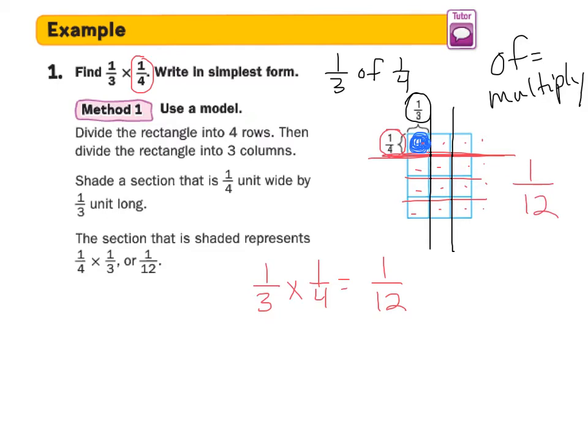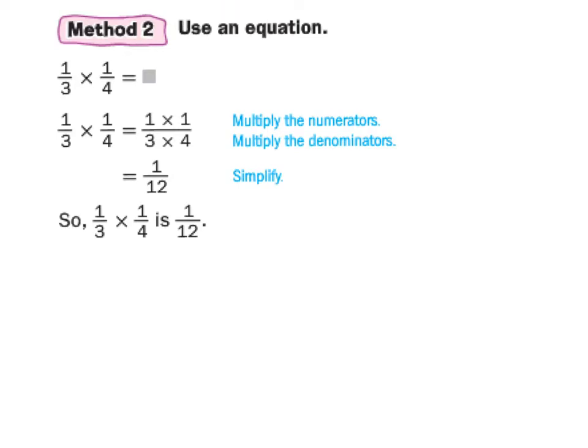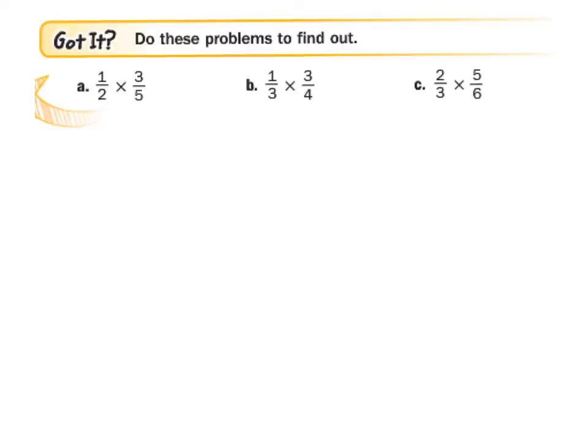Now, most of the time we don't take time to draw pictures. Looking at the same problem, 1/3 times 1/4, we simply multiply the numerators, 1 times 1, and then we multiply the denominators, 3 times 4. So 1 times 1 is 1, and 3 times 4 is 12. And we can't simplify it, so that's our final answer. Let's take a look.